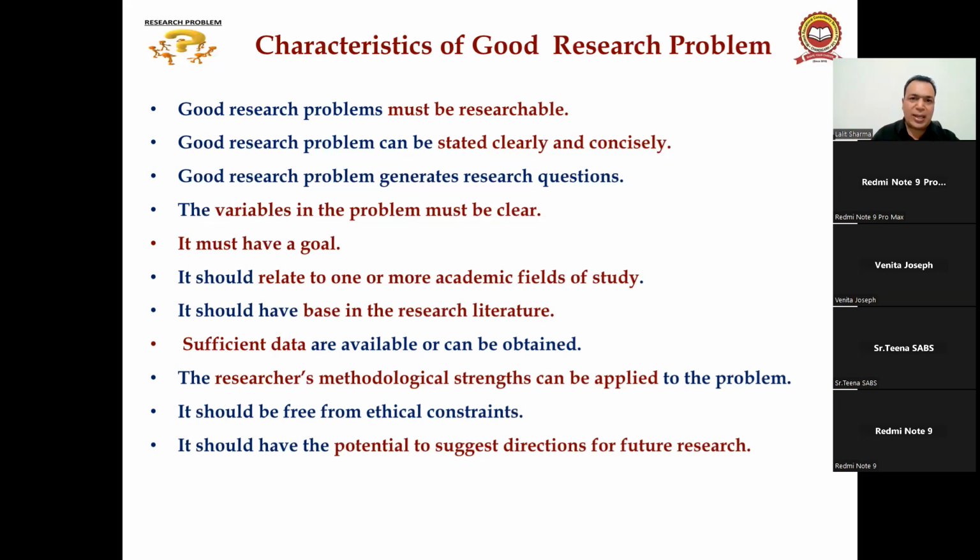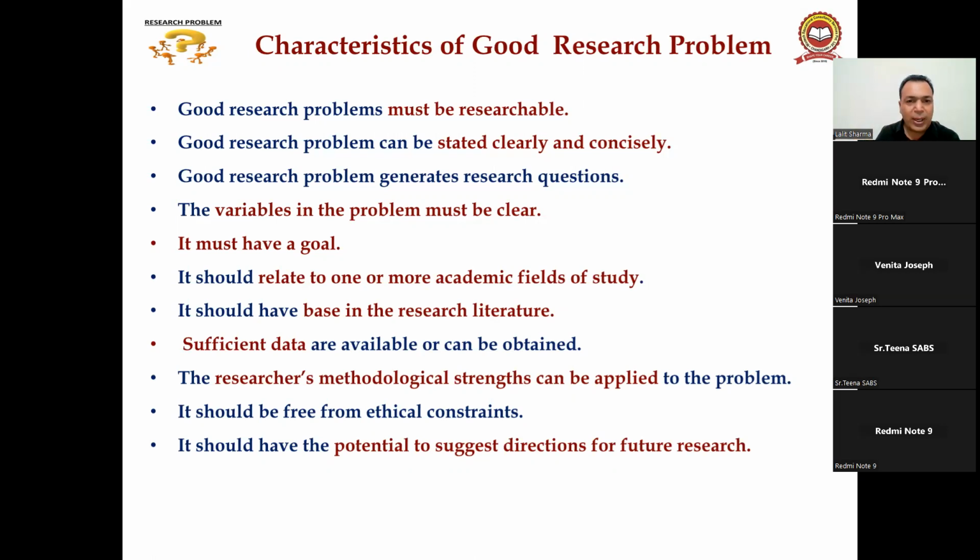So guys, you have seen that my topic, whatever I have selected, is meeting all the criteria of a good research problem. My topic is the impact of Facebook on adolescents or under 19s, right? So it is researchable. Okay, the first point is clear. It is stated clearly and concisely. The second point is meeting my topic. Third, naturally it creates research questions. Variables are clear, having a goal.